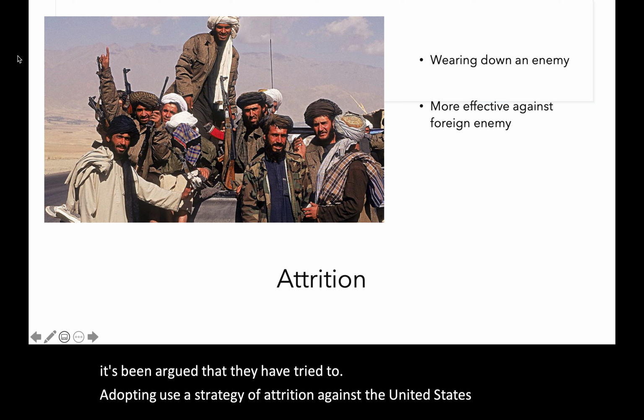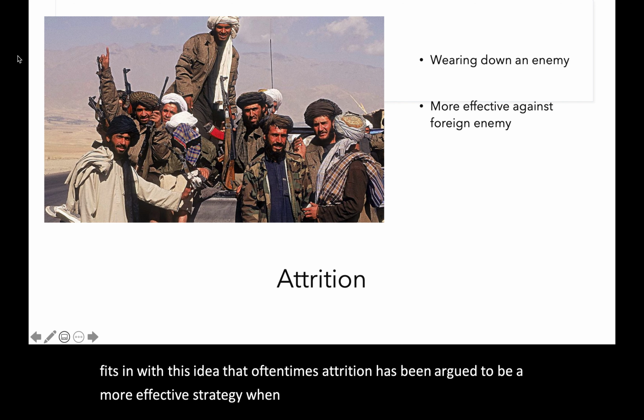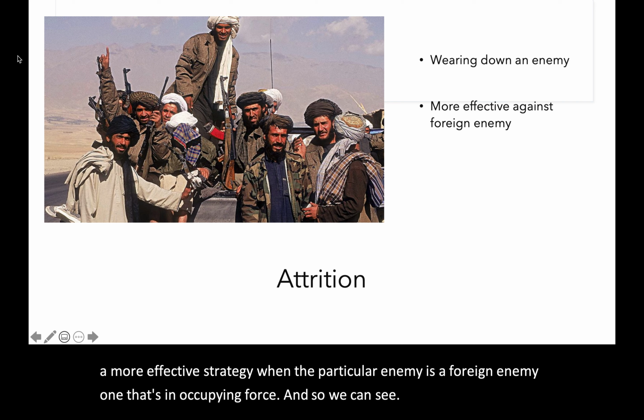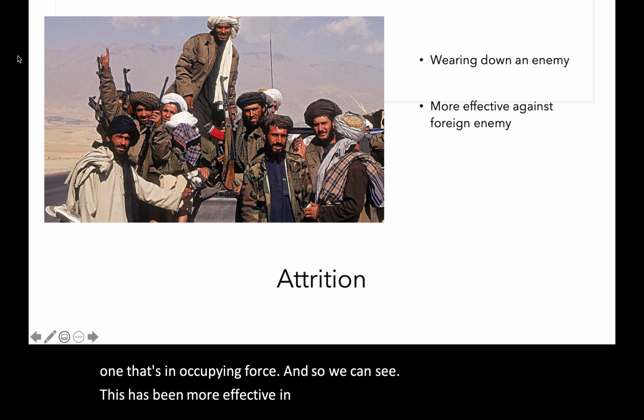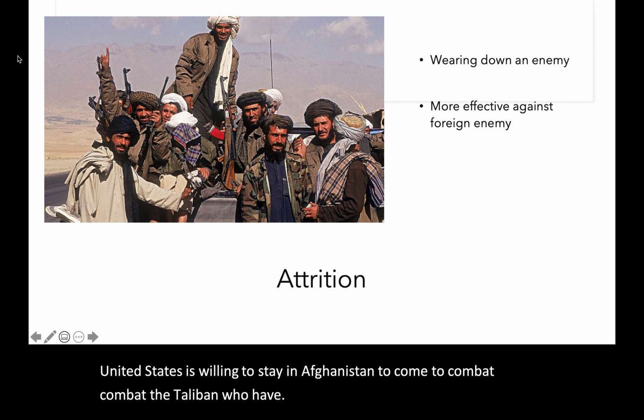And so this fits in with this idea that oftentimes attrition has been argued to be a more effective strategy when the particular enemy is a foreign enemy, one that's an occupying force. And so we can see this as being more effective in these cases because it really becomes an issue of how long a particular group, in this case, say the United States, is willing to stay in Afghanistan to combat the Taliban, who are fighting in their own native land and want to try to force the United States out.